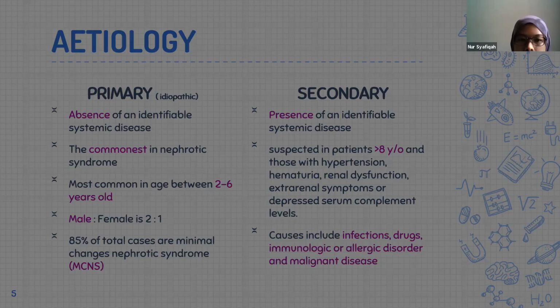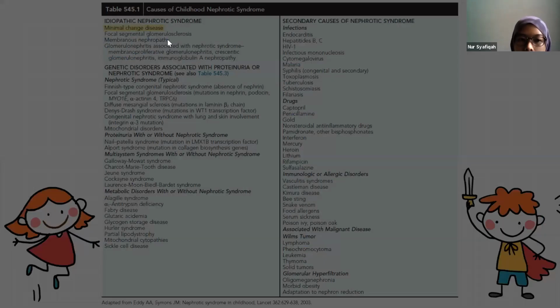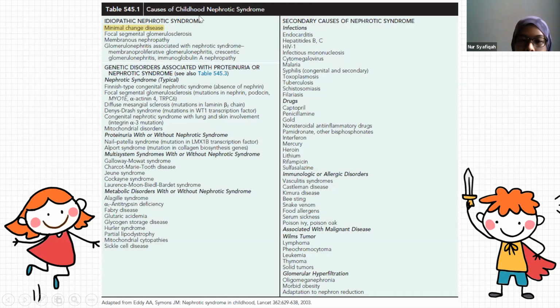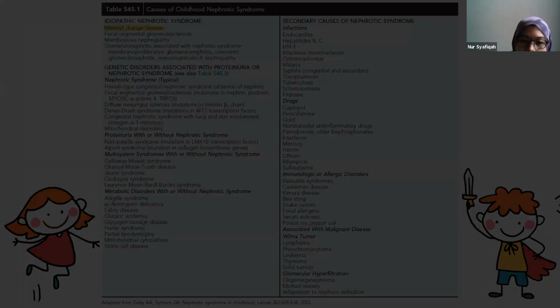This is the table that summarizes the causes of childhood nephrotic syndrome. We can see that idiopathic nephrotic syndrome will be discussed a little bit after this, where I'll be discussing minimal change disease, mesangial proliferation, as well as focal segmental glomerulosclerosis. The next one is secondary causes of nephrotic syndrome, where we have infections such as HIV, cytomegalovirus, and so on. We have drugs such as captopril and NSAIDs, and also immunologic or allergic disorders as well as association with malignant disease. So next, moving on to the pathogenesis of nephrotic syndrome.